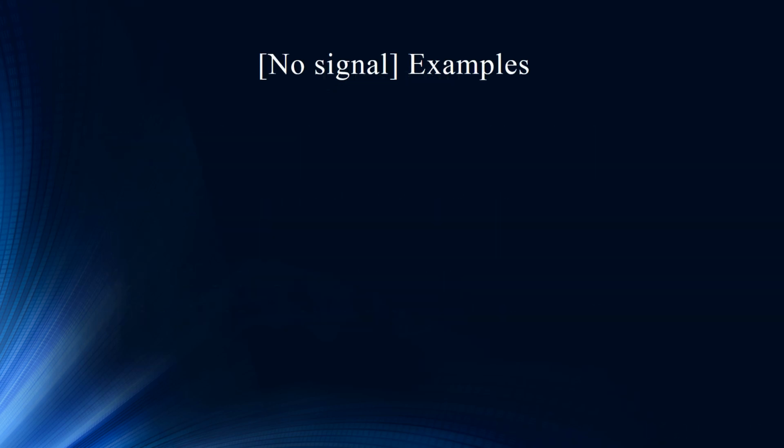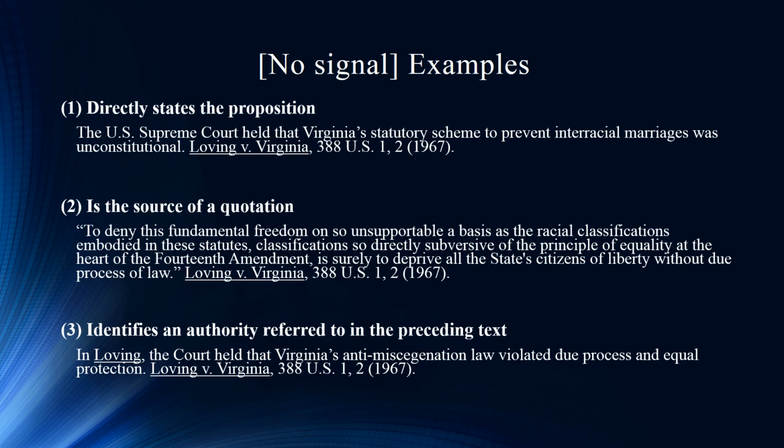Let's look at some examples. All of the following citations are to the Loving v. Virginia decision by the United States Supreme Court. In this first example, the sentence refers to the outcome of the court's decision in Loving v. Virginia that the Virginia laws prohibiting interracial marriage are unconstitutional. Because this information was directly stated by the court in Loving v. Virginia, it's appropriate to cite directly to the case without using a signal.